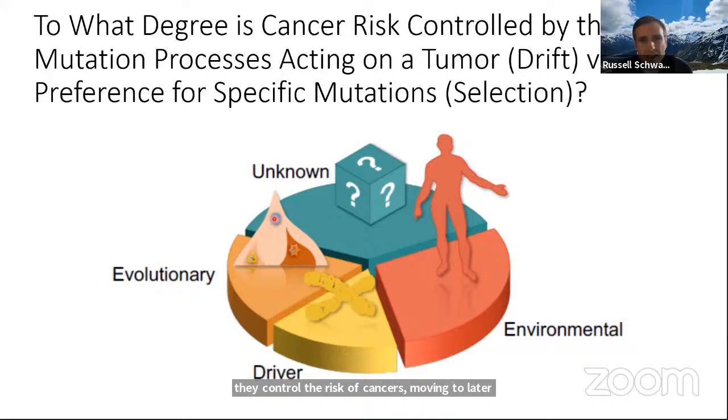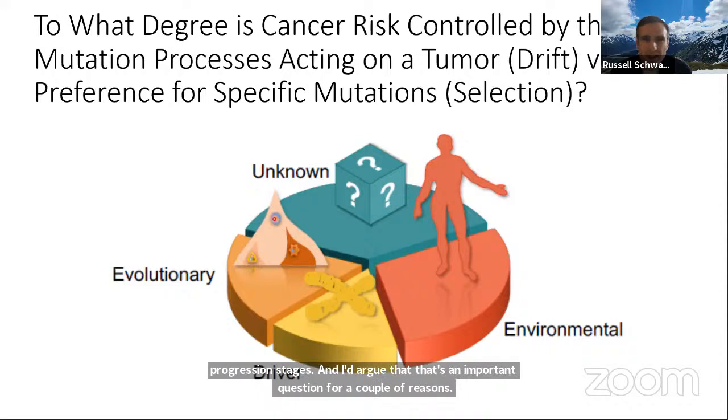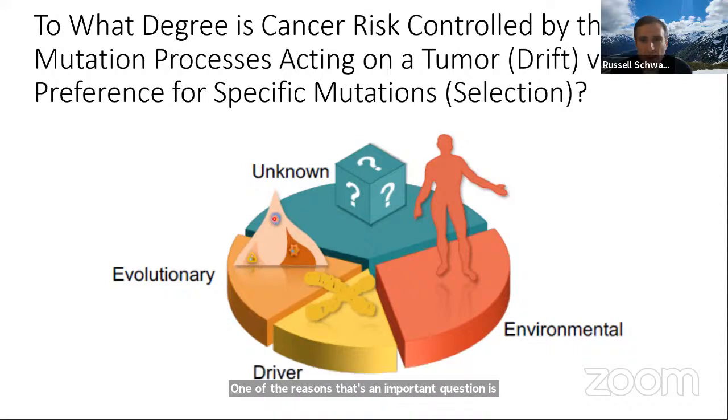And I'd argue that that's an important question for a couple of reasons. One of the reasons that's an important question is, of course, that we study these things because we want to help patients. We want to save or improve patient lives. And I would argue that it's quite important if drift is a source of a large fraction of the risk, because we believe that variabilities in the drift process are a very early step in tumor evolution.